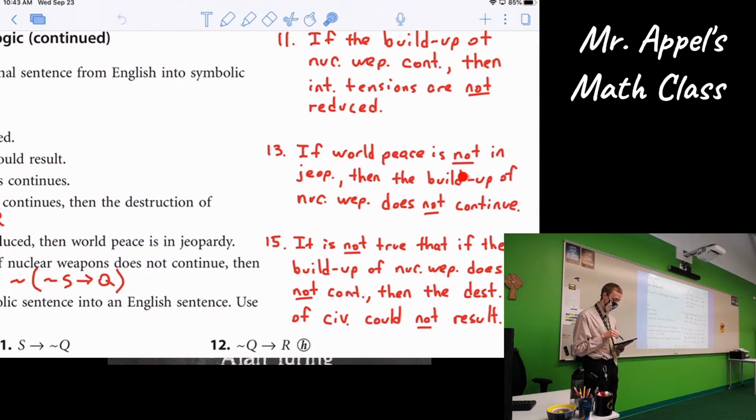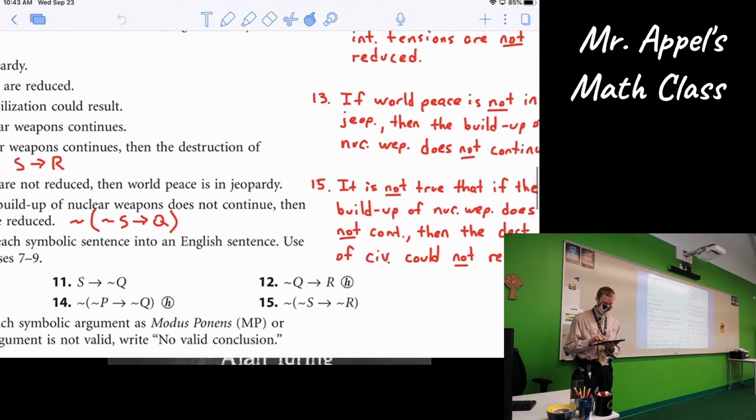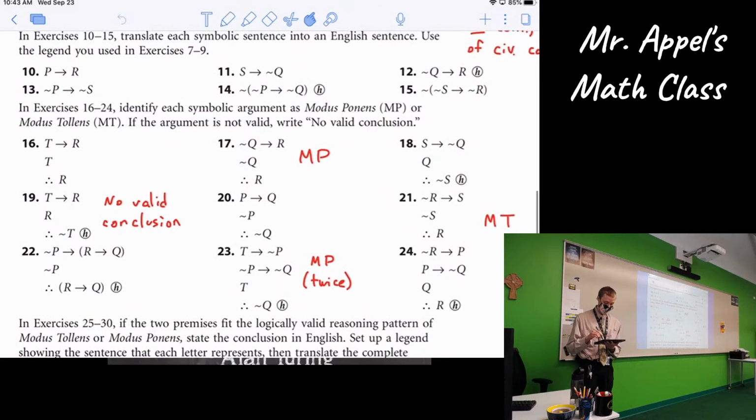If world peace is not in jeopardy, then the buildup of nuclear weapons does not continue. And 15, it is not true that if the buildup of nuclear weapons does not continue, then the destruction of civilization could not result. Okay, questions so far? All right, then next set.